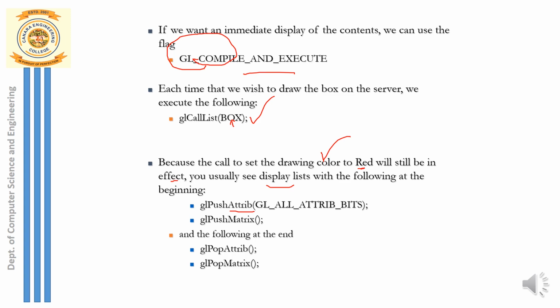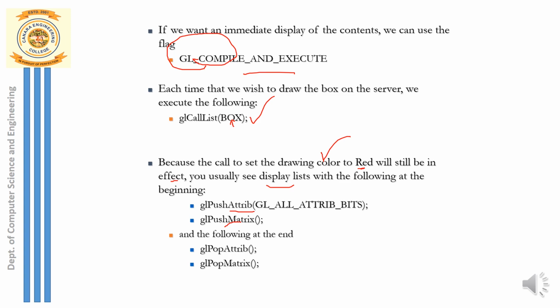So the color, maybe it is one color, or maybe the line style if you have used, or size, if you have used line size or point size, all those attributes will be pushed into the stack, it will be saved in the stack. So you call the function glPushMatrix, which will be saving the contents into the stack, and after that you can now create your display list, and for your new display list that you have created, you can set a new color, okay, so the new attributes you can set for it.